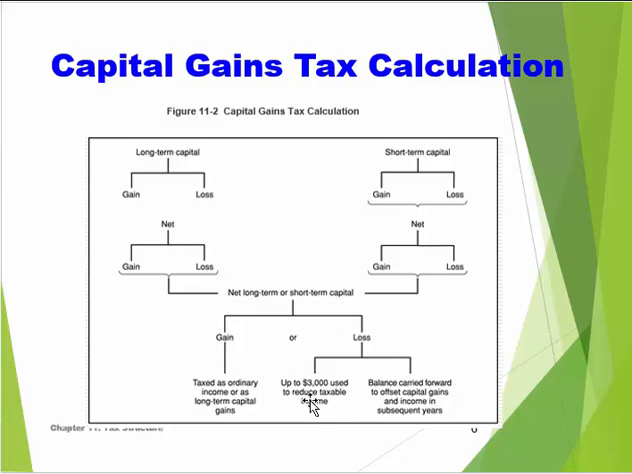But what happens if you have a net loss? Well, you're allowed to write off only up to $3,000 of the losses. Once you've maxed out that $3,000, any balance is going to be carried forward into the next tax period, so that you could possibly offset future capital gains.